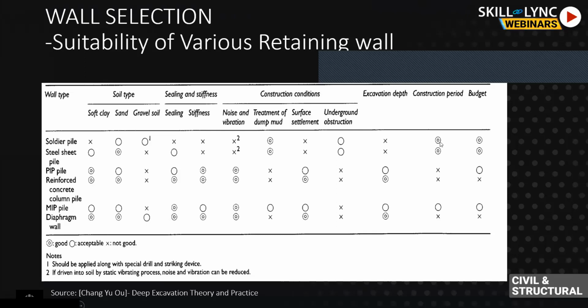Noise and vibration, if driven into soil by a static vibrating process, then noise and vibration can be reduced. So there is a special note written in point 2, you can see. If you see the diaphragm wall, then it is good for any type of soil. Sealing and stiffness are also very good. You can also contain noise and vibration.